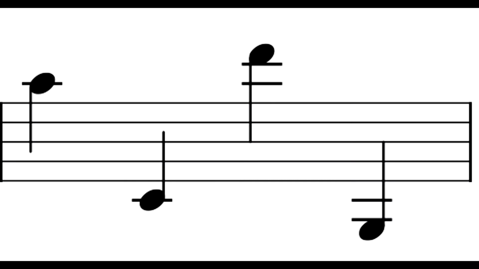The staff is also extended by the use of ledger lines to express notes that are higher or lower than the staff can show. Here's how the staff is extended. The same pattern is followed as the regular lines and spaces within a staff, but the pitch sequence is extended.